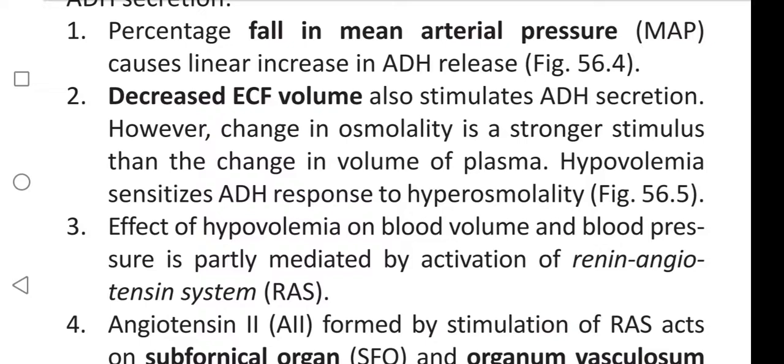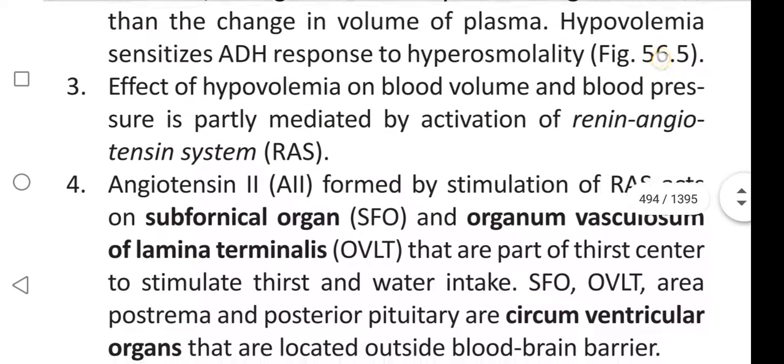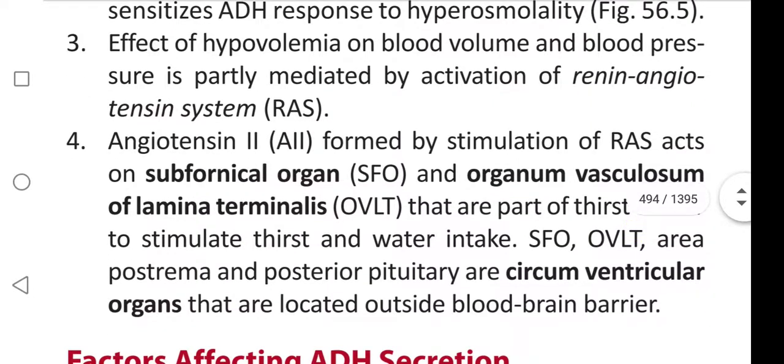Hypovolemia, that means volume of blood is low and also pressure is low. It is mediated or activated by which system? Renin-angiotensin system. Angiotensin II formed by stimulation of the renin-angiotensin system acts on the subfornical organ and organum vasculosum of lamina terminalis that are part of the thirst center to stimulate thirst and water intake.